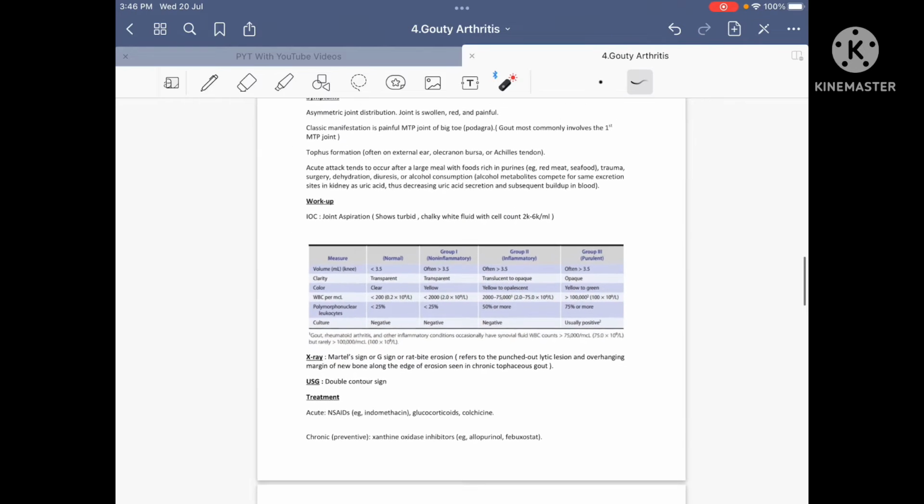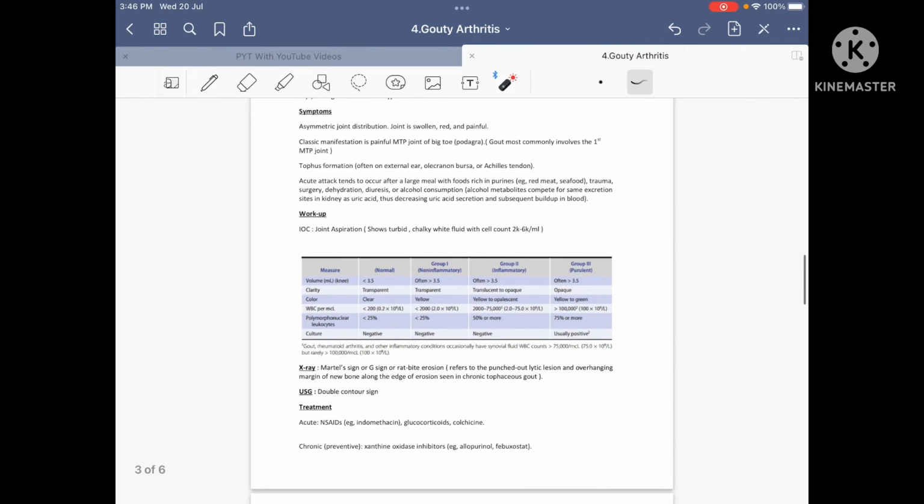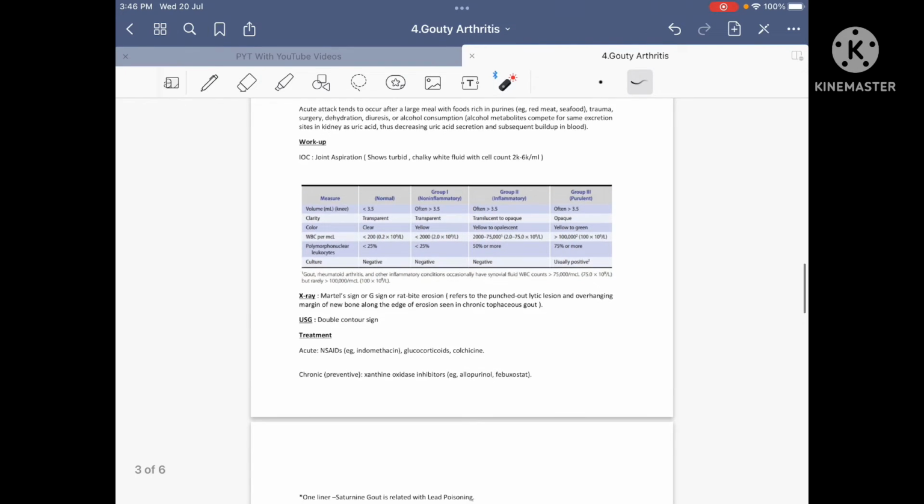And if we do the X-ray, we can see the Martel sign or J sign or rat bite sign. It is also asked. It is nothing but the punched out lesion and overhanging margin of the new bone, along with edge of the erosion, seen in chronic tophaceous gout. And on USG we will see the double contour sign, it is also asked. In case of treatment, in acute case we use NSAIDs, glucocorticoid, colchicine. In case of chronic we use xanthine oxidase inhibitors, allopurinol, febuxostat. It is also asked. It is only used in gout.